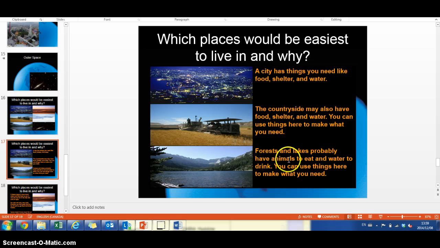Forests and lakes probably have animals to eat and water to drink. You can use the things here to make what you need as well, but it's much more difficult than it is to buy stuff from stores like convenience stores or supermarkets, right? So forests and lakes, probably a harder place to live, but we can still get all of our basic needs from all of these places. Okay?